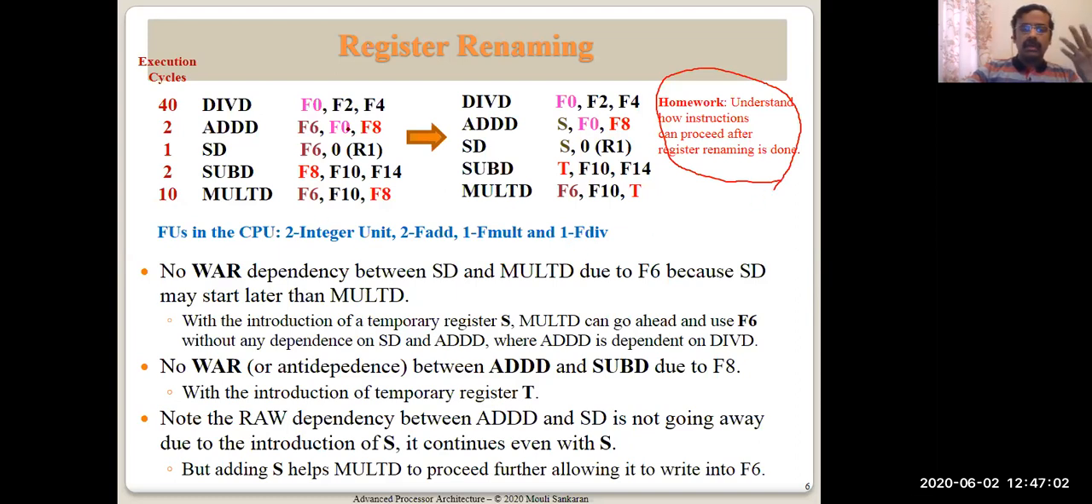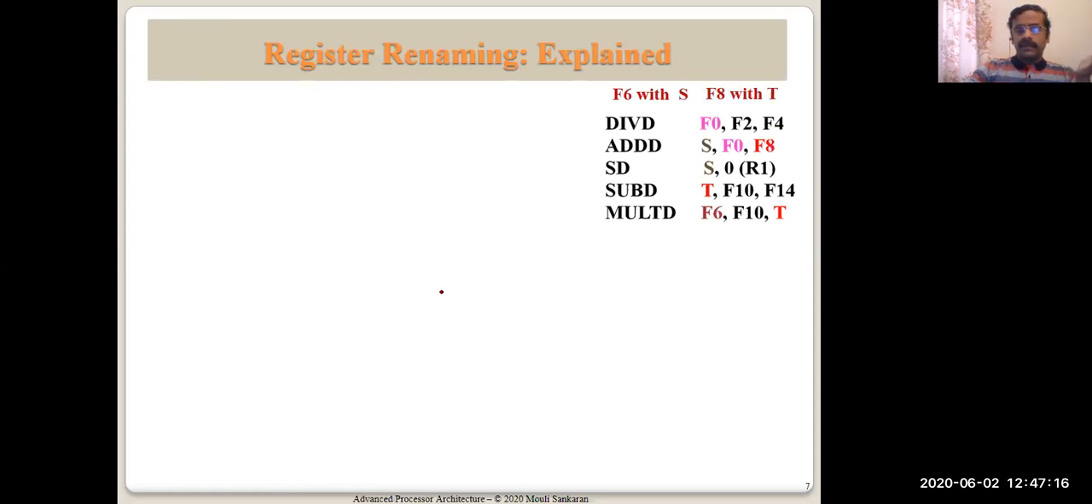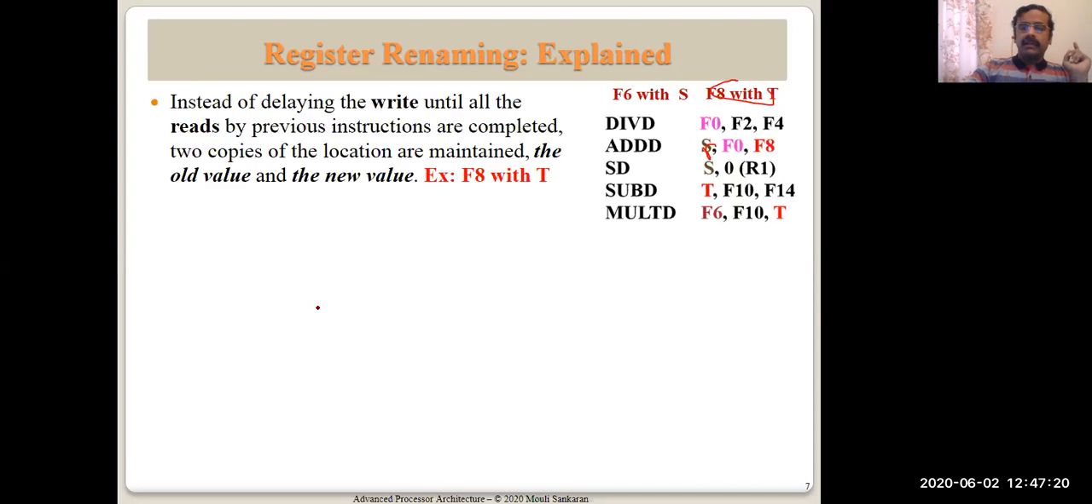Try to run through the scoreboarding and see how you can run these instructions and how many cycles you will save compared to what we saw yesterday. Let me explain. We replace this F6 with S and then F8 with T. So what do we gain? Instead of delaying this write, we were delaying this write for this read to happen. This was having an old value and we were writing a new value.